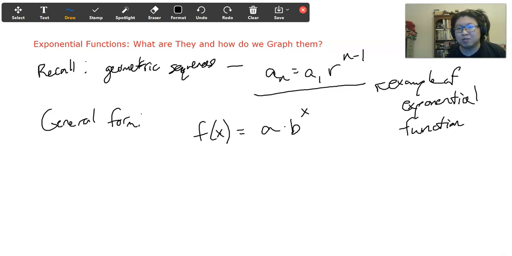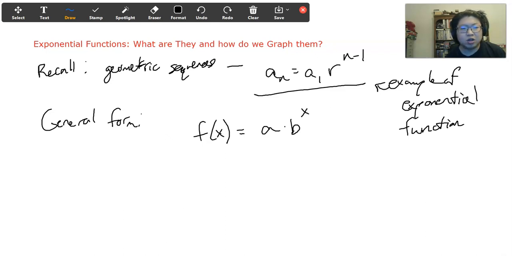Sometimes you might have some other things added out here, possibly plus c, minus c, etc. But I'm not going to include that here because this is the most basic of basic forms. A times b to the x, and that's it. You will have to deal with c at some time, but that's pretty easy to deal with, and we'll get to that when we start talking about graphing.